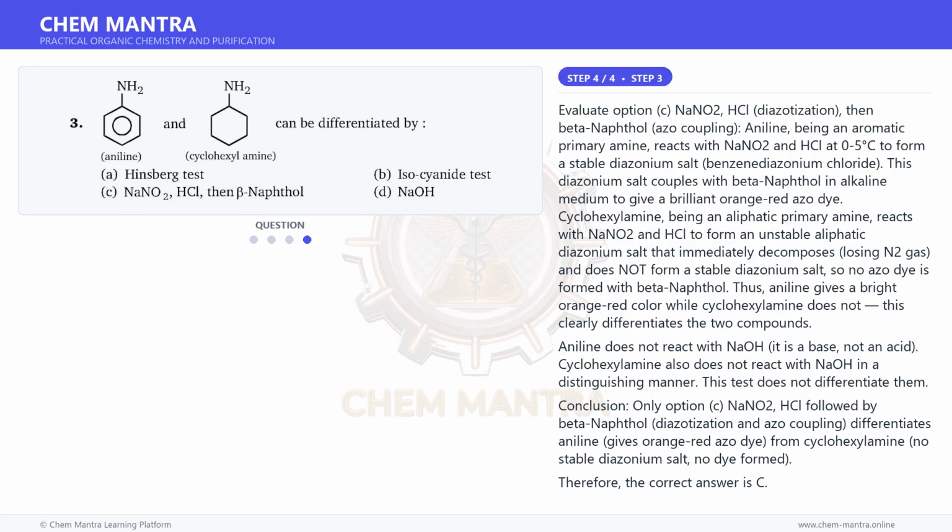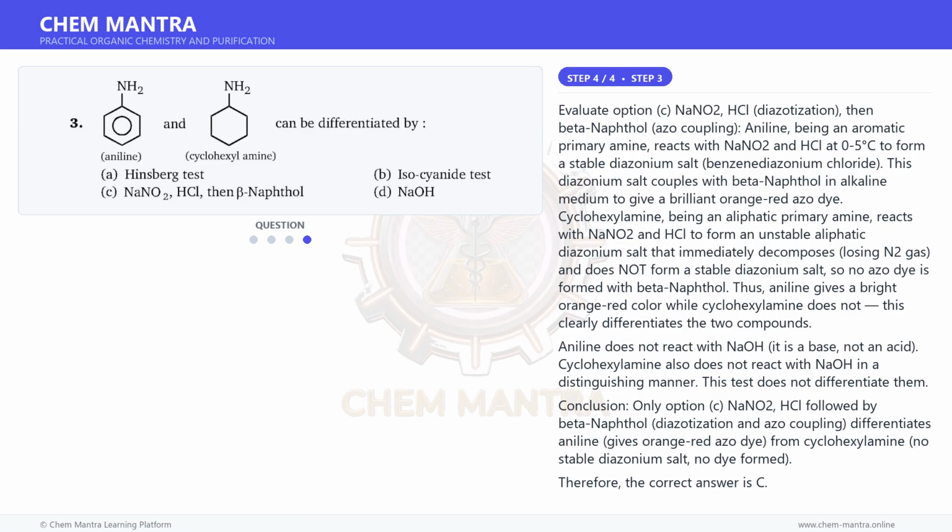And for the final step, evaluate option C. NaNO2, HCl, diazotization, then beta-naphthol, azo-coupling. Aniline, being an aromatic primary amine, reacts with NaNO2 and HCl at 0 to 5 degrees Celsius to form a stable diazonium salt, benzene-diazonium chloride. This diazonium salt couples with beta-naphthol in alkaline medium to give a brilliant orange-red azo dye.